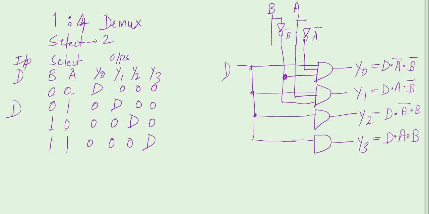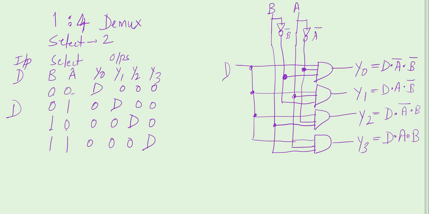D, A bar and B. So here A bar will be connected. This A bar is extended here and B is connected here. So B will be connected here. And in this case A and B. So this A is connected and B is connected. So this way we get the circuit of 1 to 4 demultiplexer.